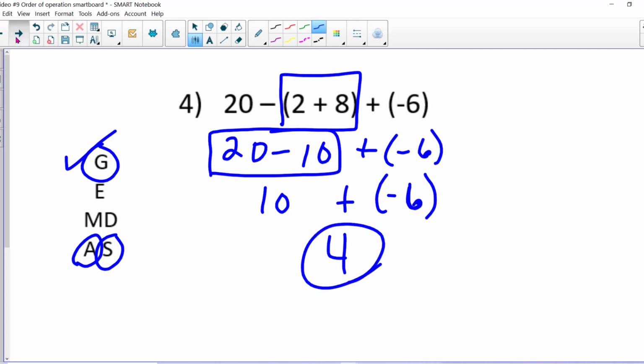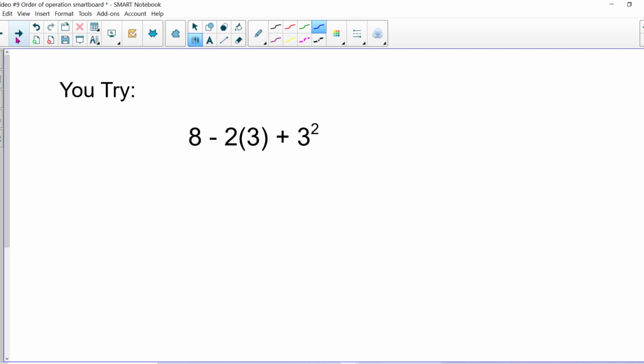Well done. Now you try this one. This one is not on your notes. Just turn your paper over, pause the video, write this problem down, put your GEMDAS beside it, and then show each step. And then you'll press play and you will get the quiz question to pop up. So go ahead and pause the video.